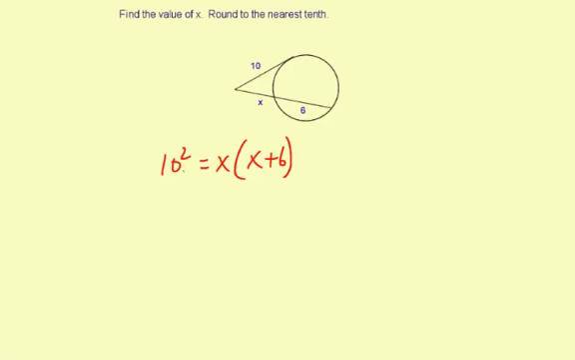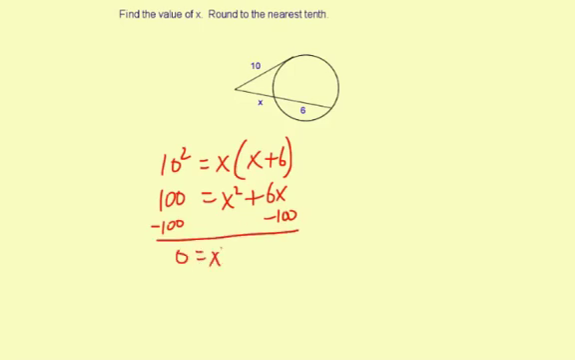So now let's simplify and solve for x. 10 squared is 100. And then on the right here, we'll distribute the x. X times x is x squared, and x times plus 6 is plus 6x. So we have a quadratic equation here, and we solve it by setting it equal to 0. So subtract 100 from both sides. So we get 0 equals x squared plus 6x minus 100.